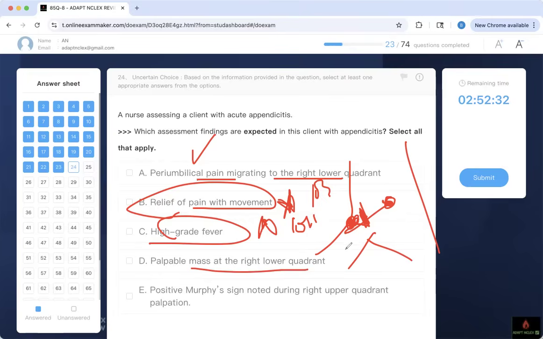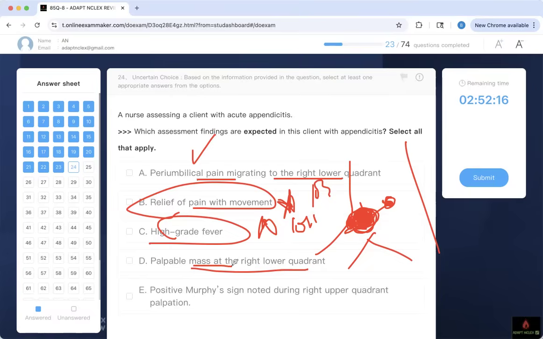Palpable mass in the right lower quadrant. I told you you're going to have right lower quadrant pain. But if you have a mass there that I can feel, it means you have an abscess, or you have a phlegmon, a big mass there. It's not acute appendicitis anymore. This may be more than that.